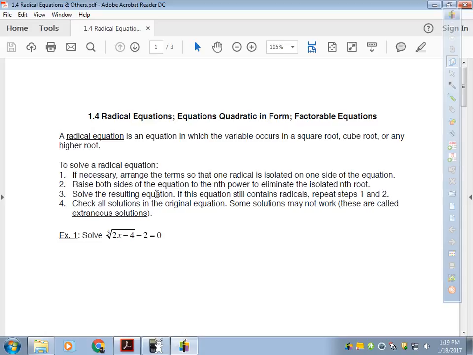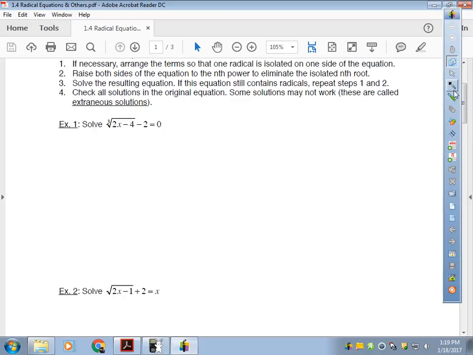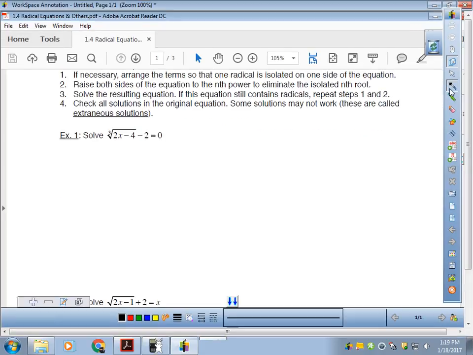Now, if this equation still has radicals, go back and repeat steps 1 and 2 again until you get rid of all the radicals. Okay. Once you've done that, solve, figure out what x equals. The very last step is check all of the solutions in the original equation. Some solutions, when you plug them back in, will not work. And these solutions are called extraneous solutions. Okay? So let's look at some examples here.